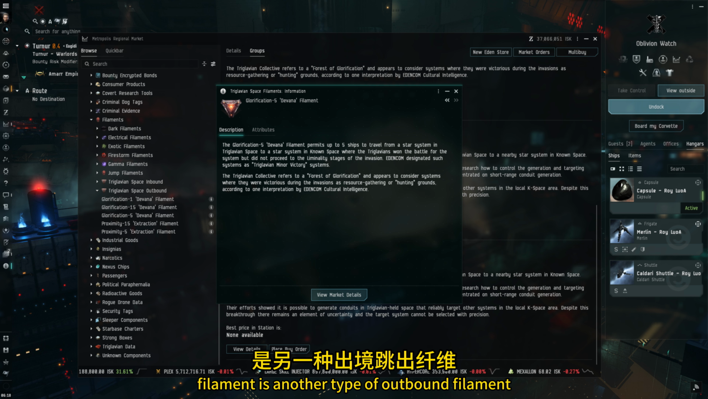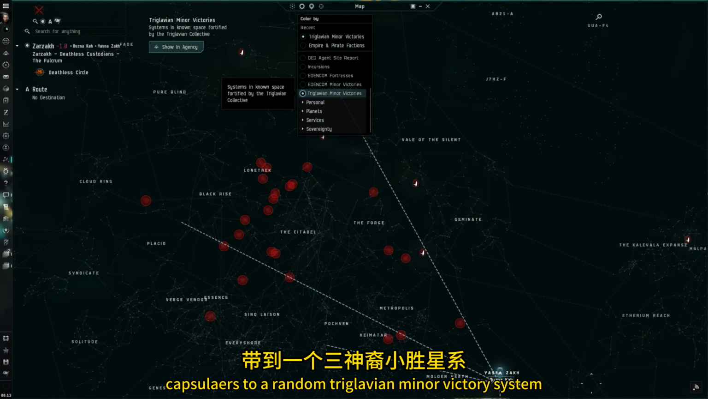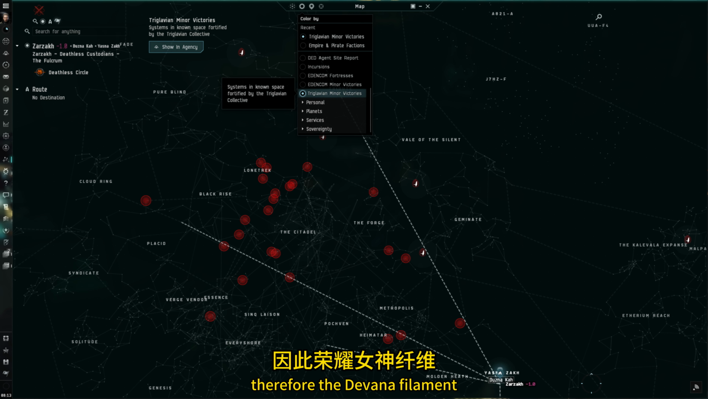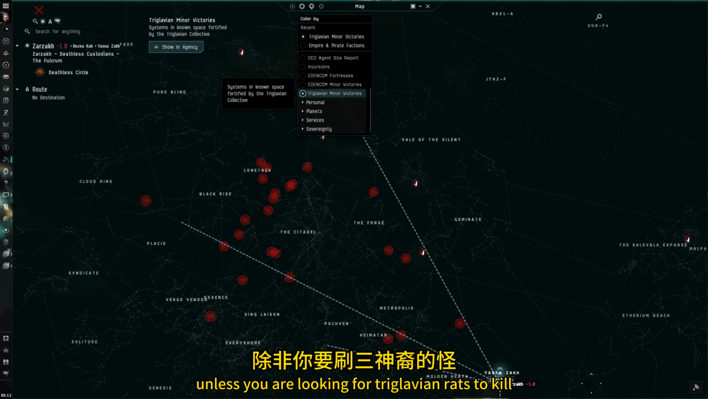The Glorification Devana Filament is another type of outbound filament. It will transport capsuleers to a random Triglavian minor victory system. Therefore, the Devana filament is not recommended for travel purposes, unless you are looking for Triglavian rats to kill.